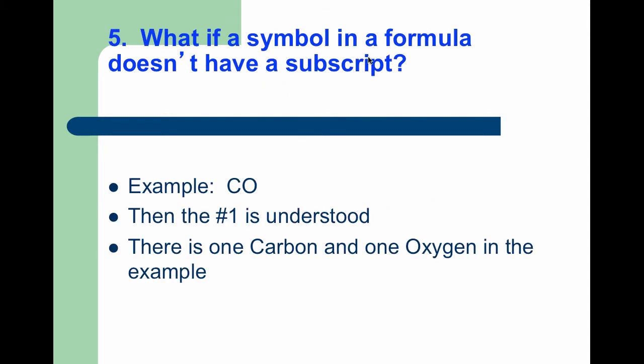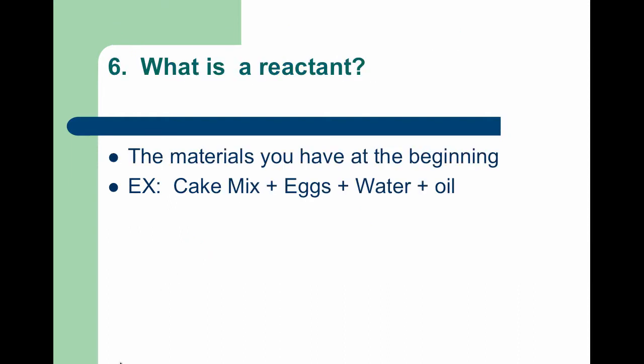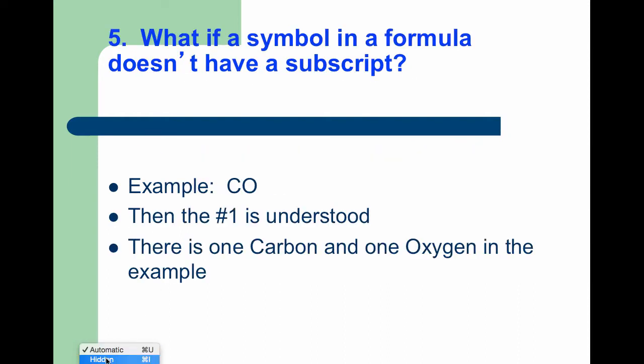So what if a symbol in a formula doesn't have a subscript? Again, the number 1 is understood. Sometimes people just write it to keep from getting confused, but you don't have to. If there's just one of them there, then 1 is understood. So this is carbon monoxide. It means you have 1 carbon bonded with 1 oxygen.